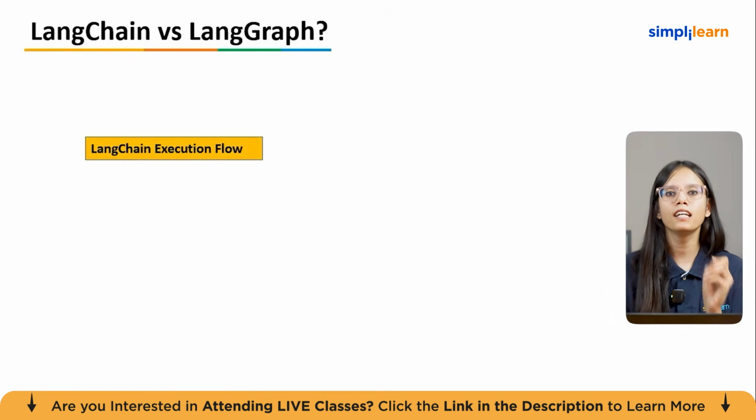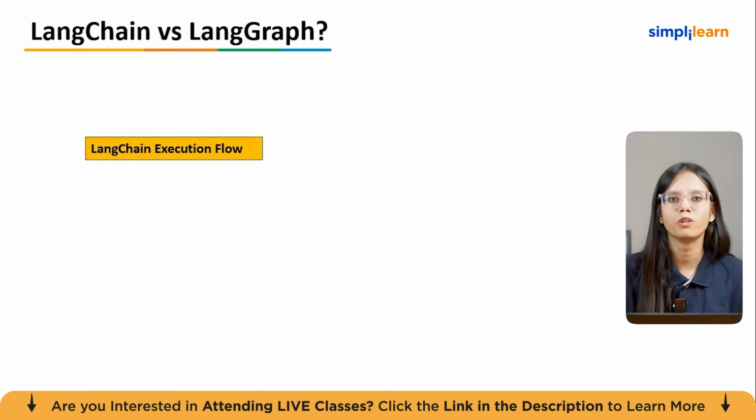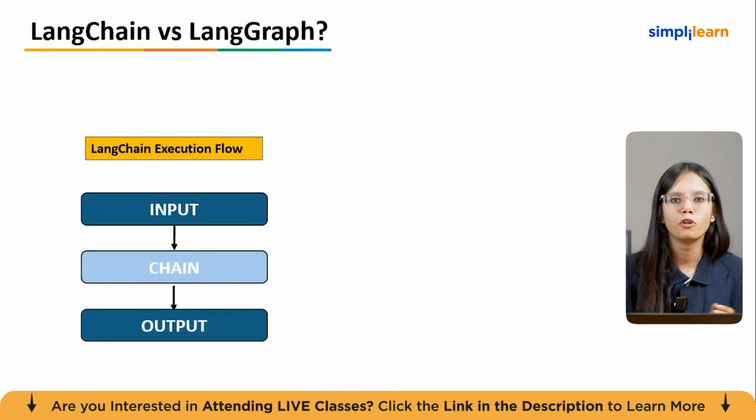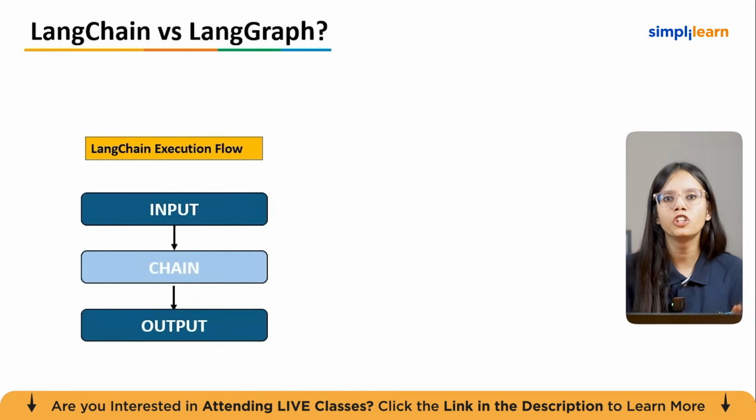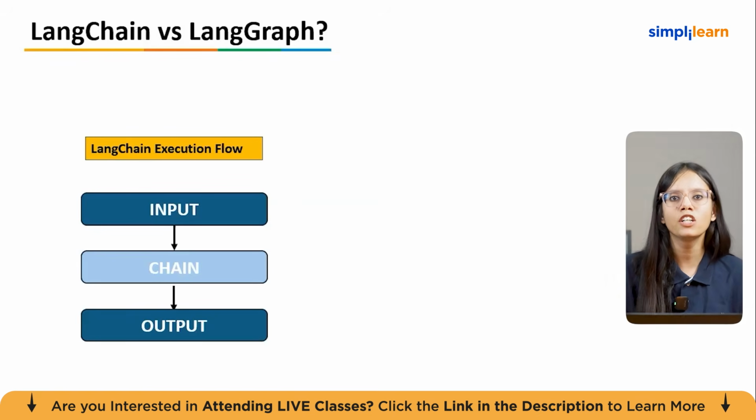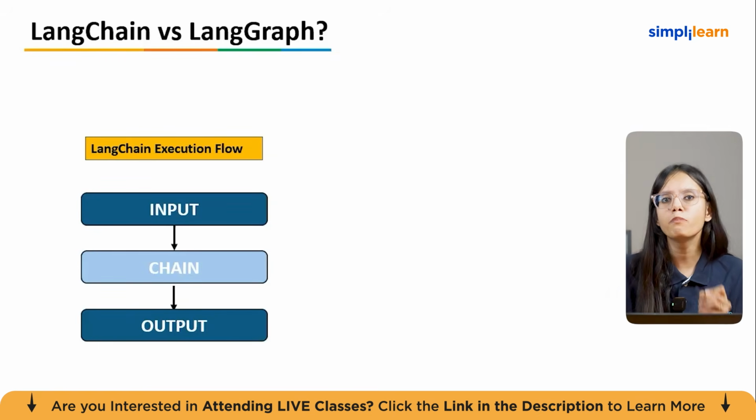So first of all, let's see LangChain execution flow. The flow starts with an input. Then the input flows into the chain, which is the sequence of actions or tasks that happen in a linear order. Then the chain processes the input and produces the output with a single path for data.